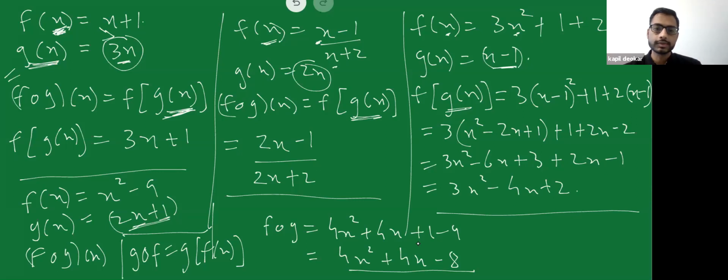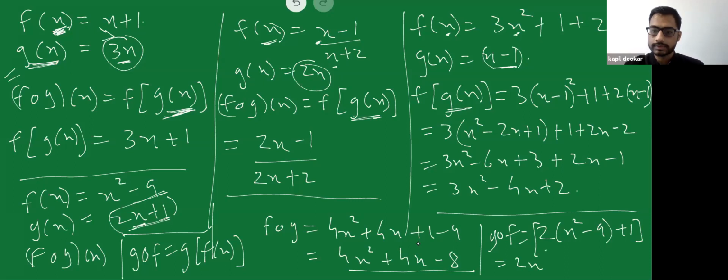Okay, GOF answer is also given. So how do you solve GOF? Instead of writing x, in this particular case, you'll write f of x values. So instead of writing 2x plus 1, you would replace x with the function present, which is x square minus 9, plus 1. So that is 2x square minus 18 plus 1. That's minus 17. So correct answer.